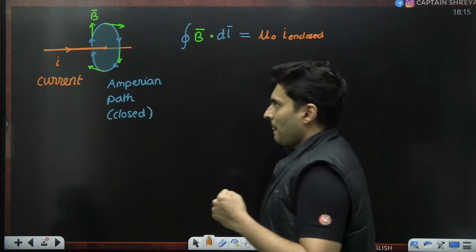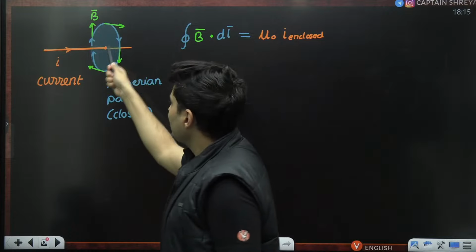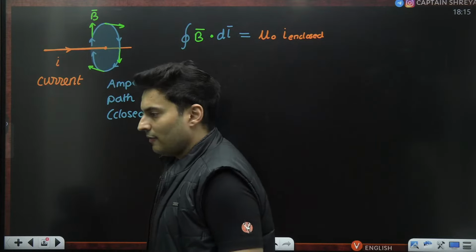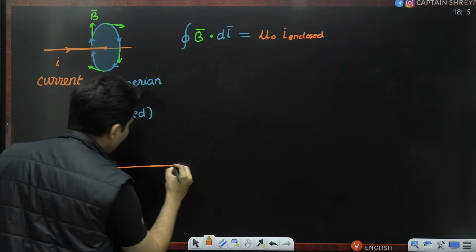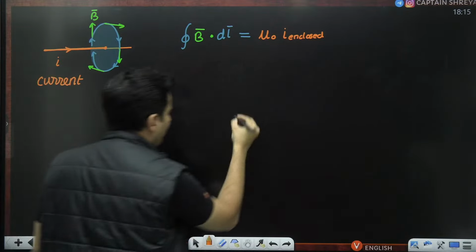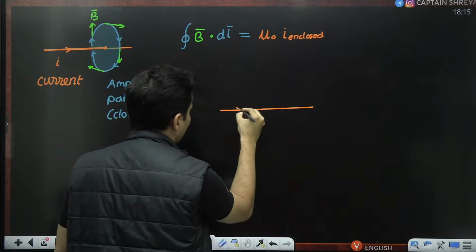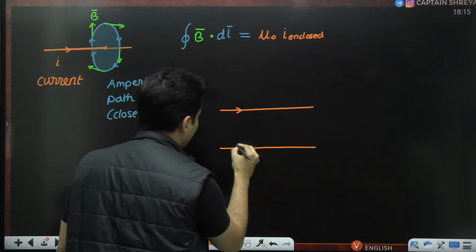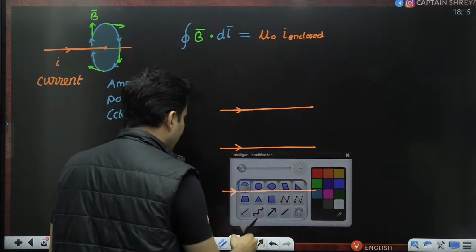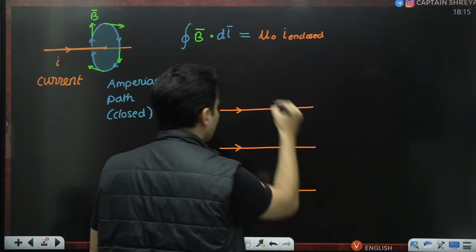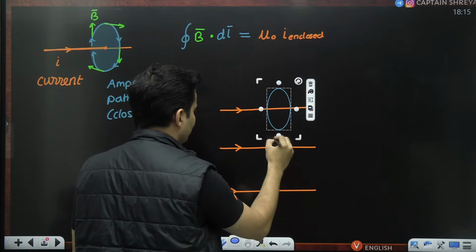But is it necessary that the soapy film has to be a flat surface? The answer is no. Imagine there is a wire like this carrying current. There is a wire like this carrying current. There is a wire like this carrying current. In all three cases, let me take my Ampere's loop law.